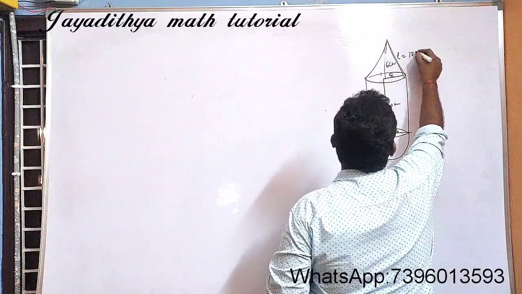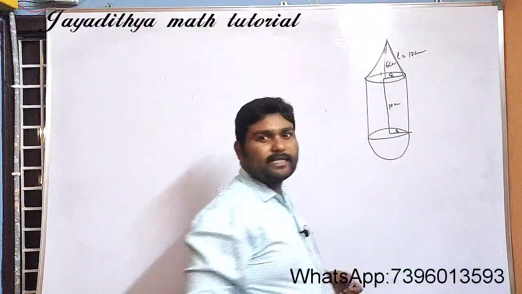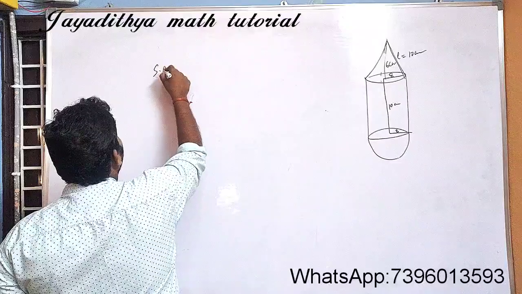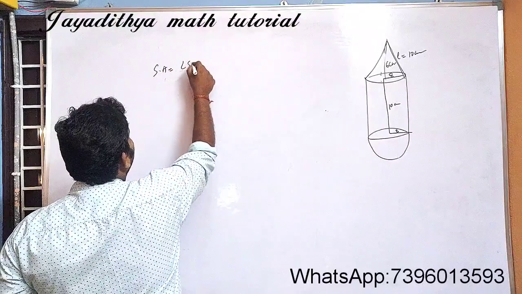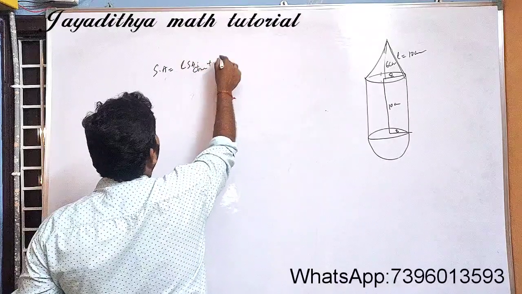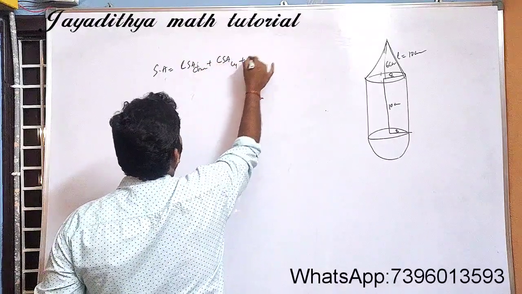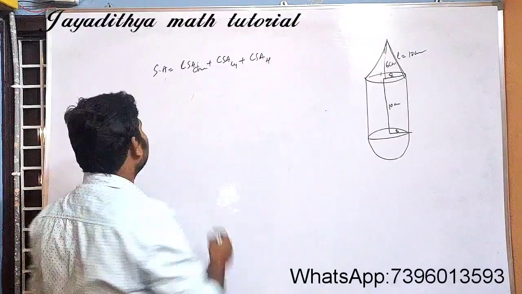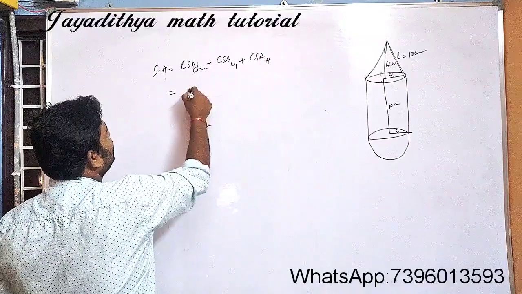L, you calculate, will be 10 centimeters. So how to find it? The surface area is equal to CSA of cone plus CSA of cylinder plus CSA of hemisphere. So substitute all the values.